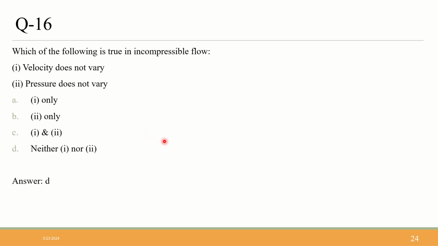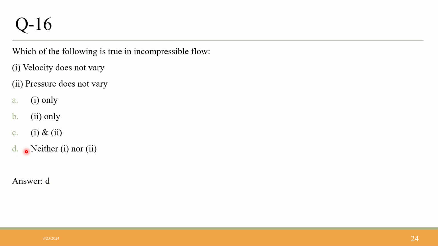We'll go to question 16. Which of the following is true in incompressible flow? 1. Velocity does not vary. 2. Pressure does not vary. What are incompressible flows? There we say that density variation is not much. So option A is 1 only, option B is 2 only, option C is 1 and 2, option D is neither 1 nor 2. So here incompressible flow is nothing but where there is no density change, or the density change is very small.